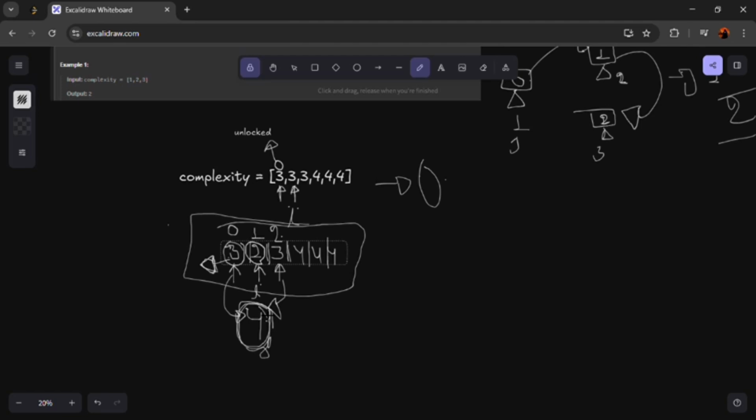This computer is unlocked by the zeroth computer. Okay, because the zeroth computer has less complexity than the first computer, but this first computer does not have complexity less than the second computer. Okay, so if this computer is not unlocked by this first computer, how can it be unlocked by the zeroth computer? Okay, it cannot be unlocked by the zeroth computer also. So the main idea is this: the minimum value must lie on the zeroth index. Then we can only decrypt all the computers.